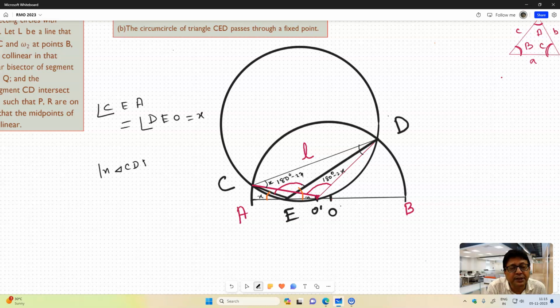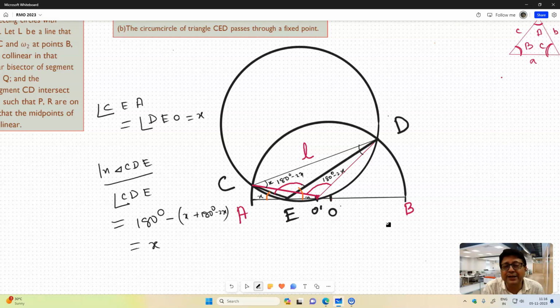So what do you observe? In triangle CDE, angle CDE, what is its value? This total angle is 180 degree. From 180 degree you subtract x and you subtract x. So this is becoming x. This angle CDO dash is also x. Now in triangle O dash CD, what do you observe? O dash C equal to O dash D. How? Because these two angles are equal, so these two sides must be the same.